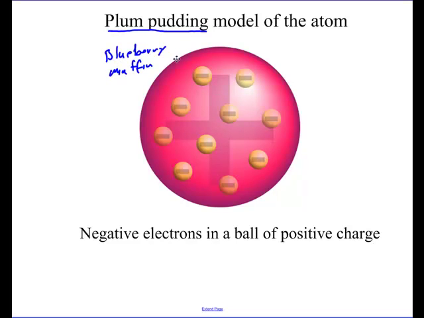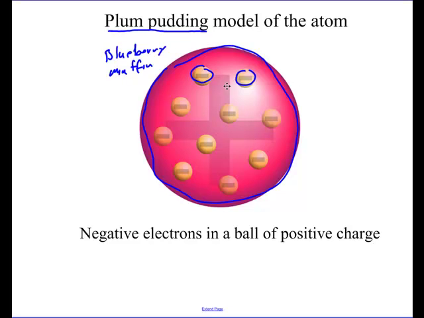Okay, so what we have here is this area of positiveness. You can see the circle there, right? And then interspersed in the area of positiveness are these negative charges. Now, if you want to apply that to the model, imagine that the positiveness is the muffin itself, and the electrons are actually the blueberries.